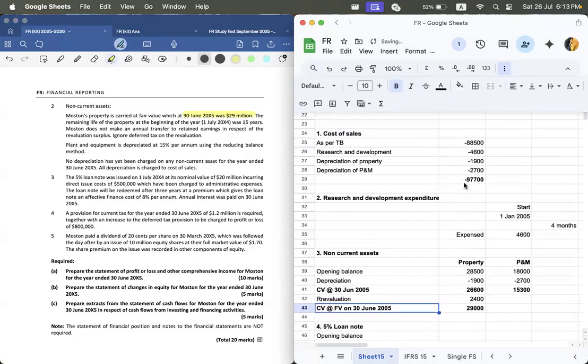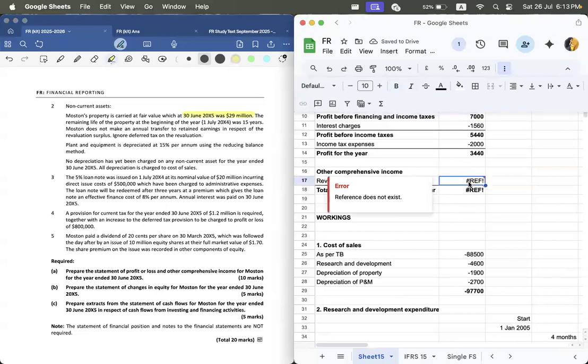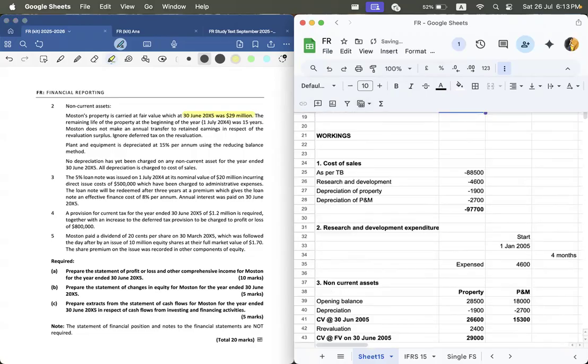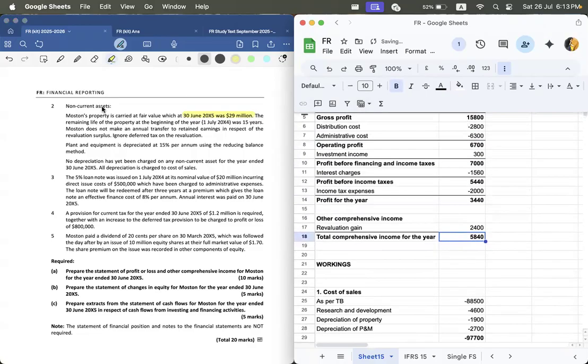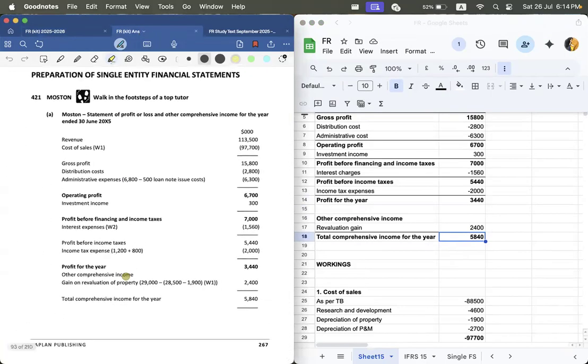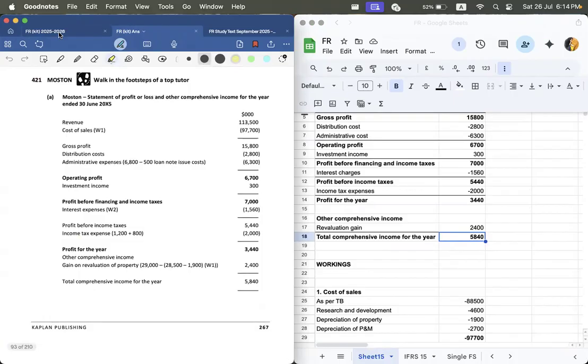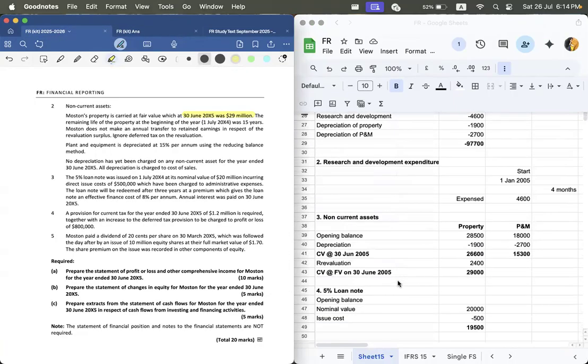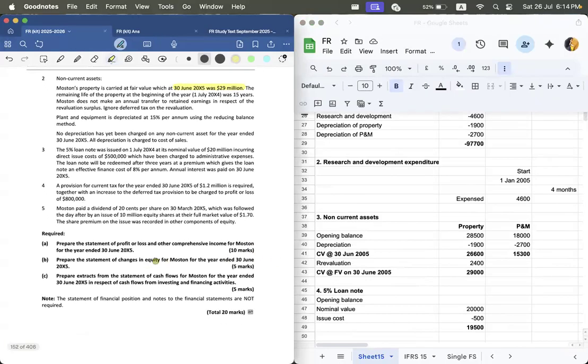And this is going to get transferred to where? We're going to take it in the OCI. That's where we went wrong. Understood? Now it is correct. It's not too much. We have to read the question carefully. That's all. Now prepare the SOCE of Moston and Company.